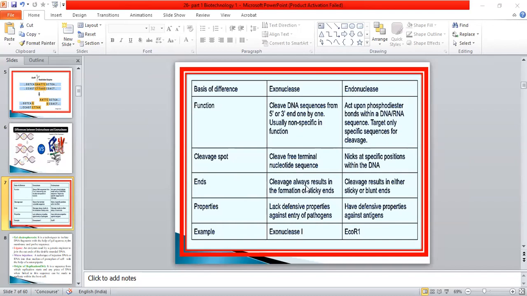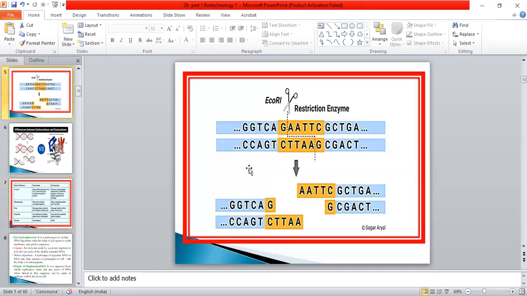For the exonucleases, what is a sticky end? It can be easily fixed with another part. What about this part? The cleavage results in either a sticky or a blunt end. Blunt end means there is no extra overhang. You can easily understand that. This is considered. So what is this one called, exonucleases or endonucleases?